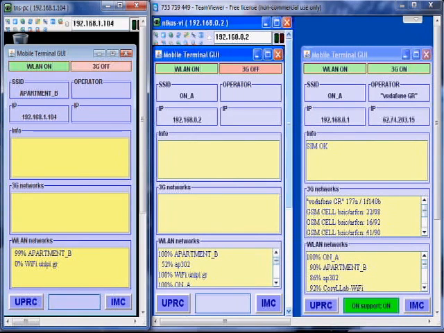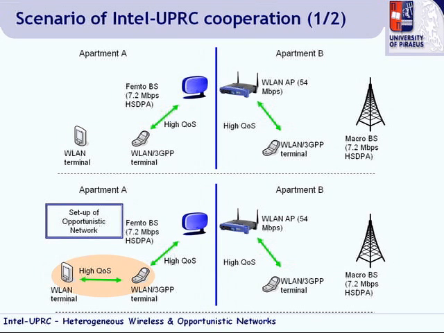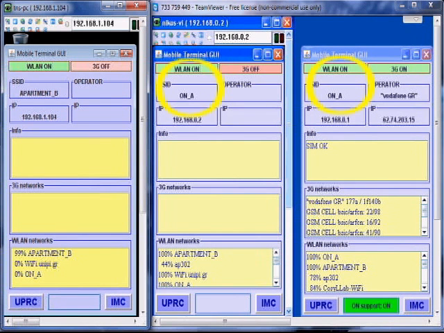We assume that laptop A with a 3G modem, together with laptop C, are in apartment A, where there is a femtocell, while laptop B is in apartment B, where there is a wireless LAN access point. Since in apartment A there is no wireless LAN access point, laptop A and laptop C create an opportunistic network so that laptop C gets access to the internet through the 3G connection of laptop A. Our network is an opportunistic wireless LAN ad hoc network.